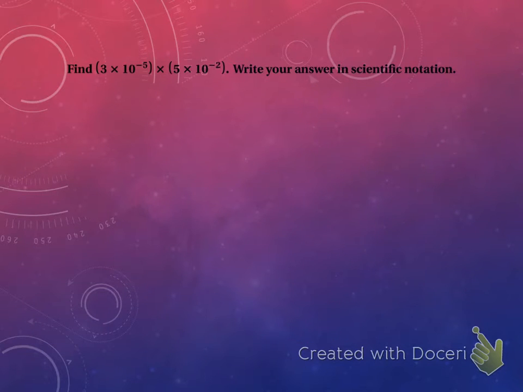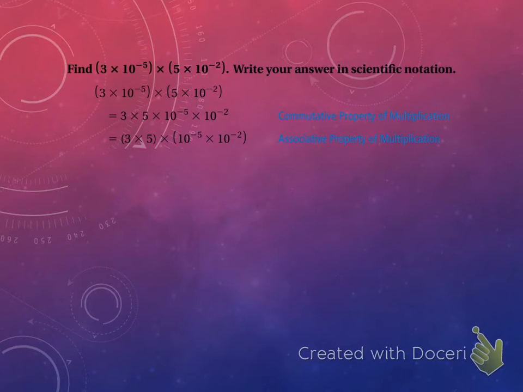So let's look at this next problem. What do you do when you are multiplying and you want to write your answer in scientific notation? Make sure you pay attention to that. Still want scientific notation. Well, the thing about multiplication is you've got the commutative and associative properties of multiplication. With that being said, you can rearrange the order in which numbers are multiplied.